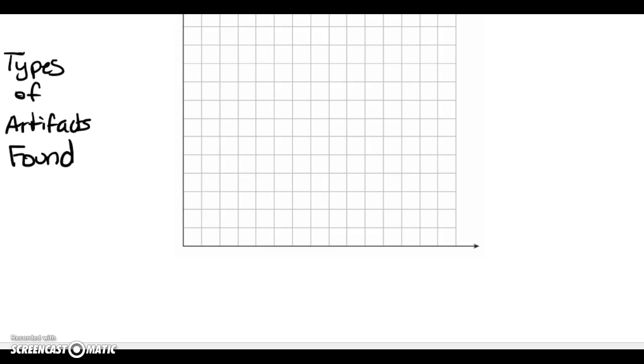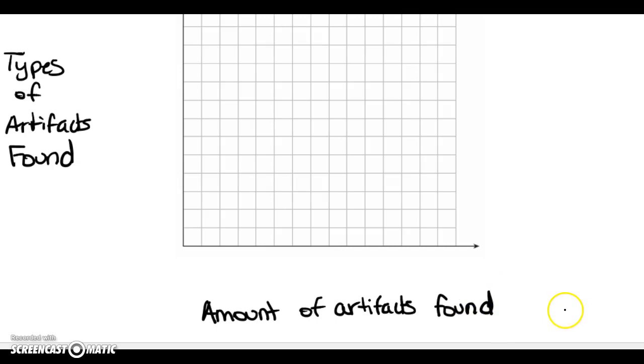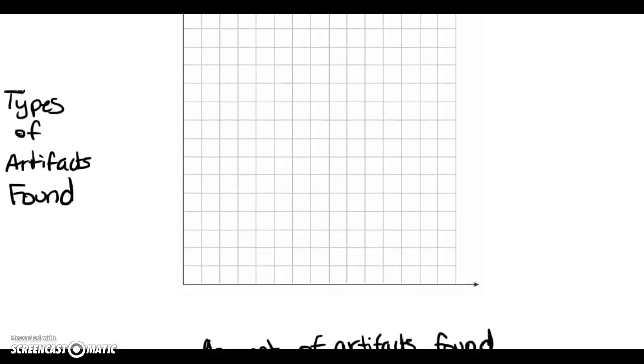Scrolling on down here, now we're going to label our horizontal axis, and that one was the amount of artifacts found. Or you can even label that the number of artifacts found. So now we've given our graph a title, we've labeled your horizontal and vertical axis, then we can go and label our spacing. So let's start with labeling the types of artifacts found.